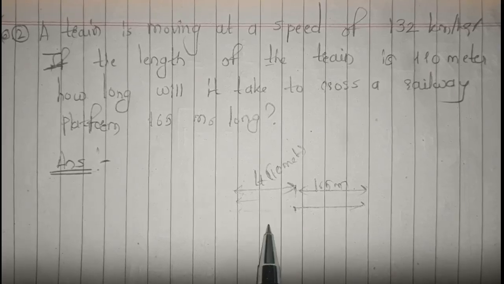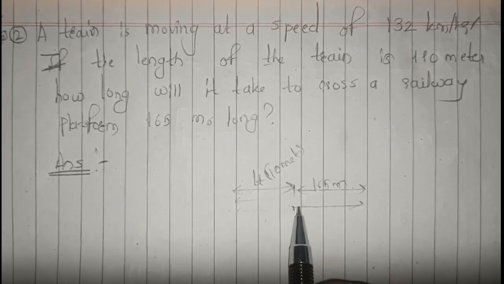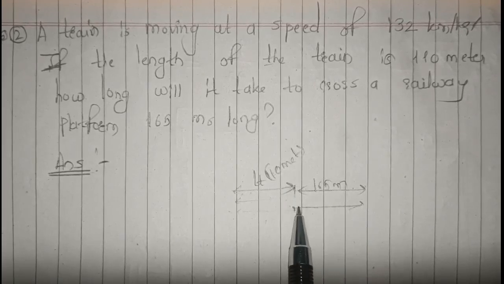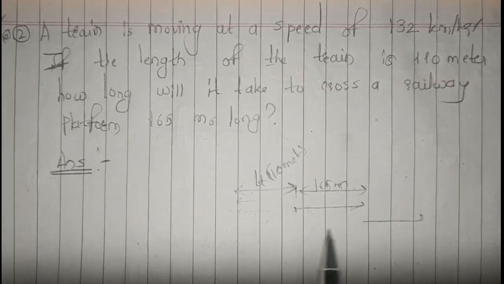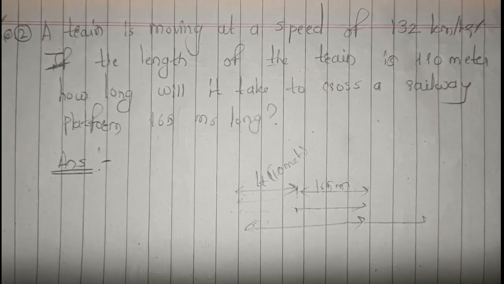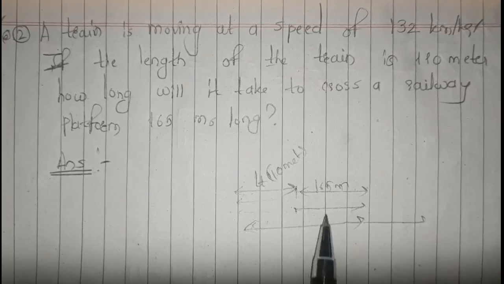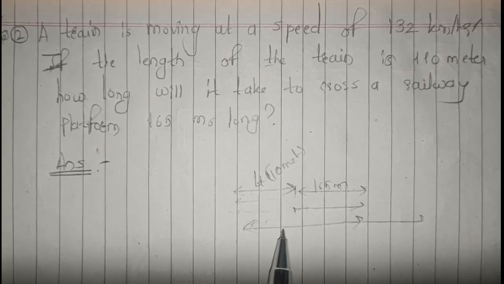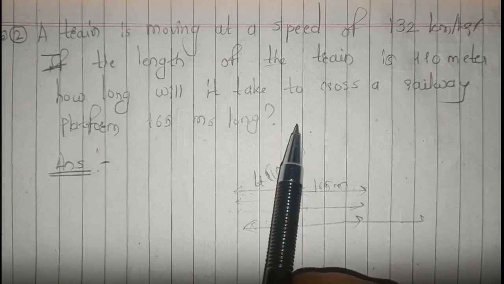It has passed this distance, which is the length of the train. Now, to pass this platform, we need to consider the length of the platform. Now, it would pass this platform and come here. So this whole distance is what we need to find out, right? Because this is the length of the platform, 165 meters, and we have to consider it, and that is specifically asked.